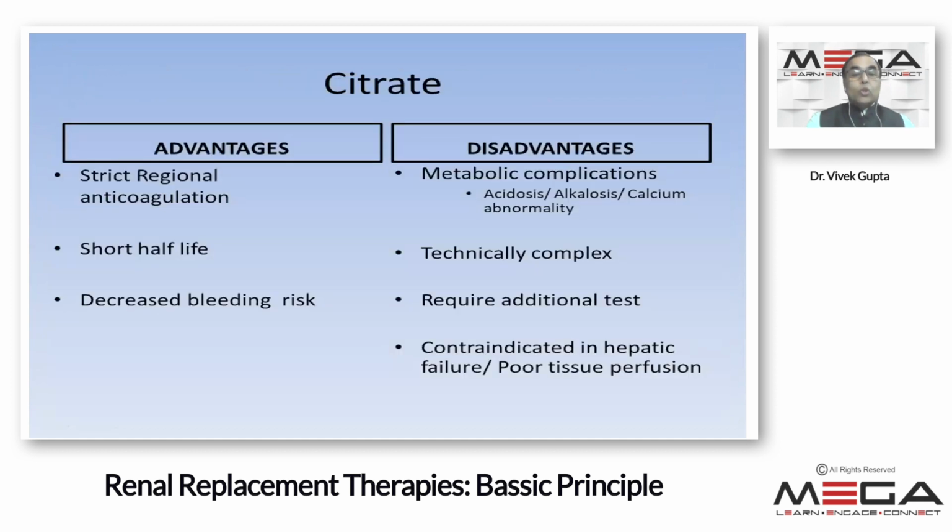so that there is no hypocalcemia. So the advantage: it's a strictly regional anticoagulation, shorter half-life, and it decreases the bleeding risk and can even be used in the trauma patient. But you have to be very, very careful about the metabolic complications. Alkalosis and acidosis both can happen if your dosing of the citrate is not adequate. So technically it is complex. Additional tests are required, so it becomes a very costly affair. And in hepatic failure and poor tissue perfusion, you should definitely be very careful in using it.